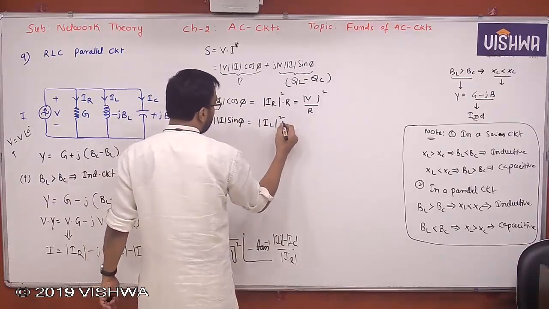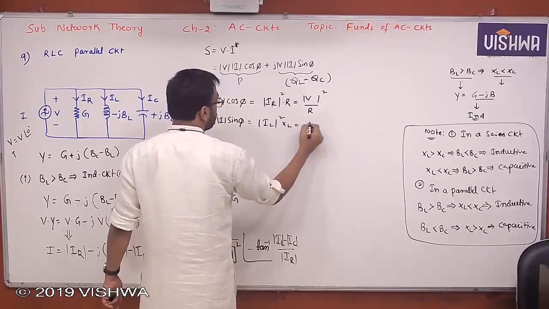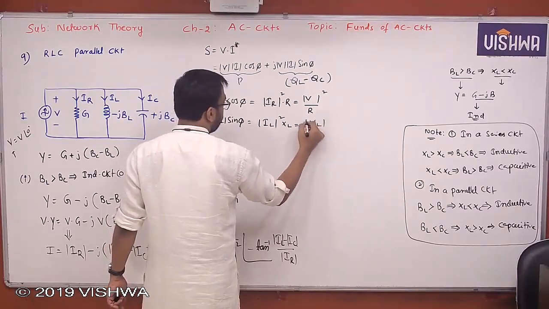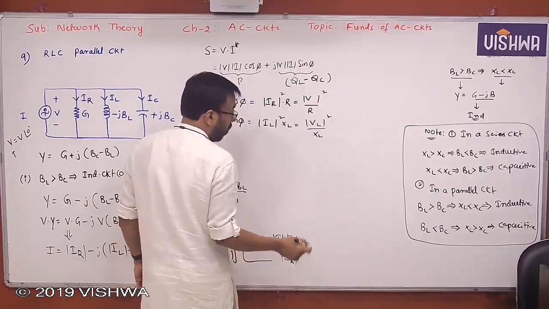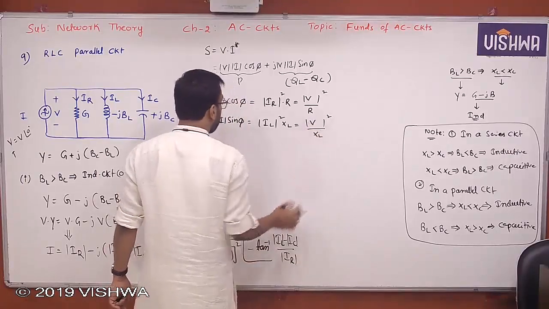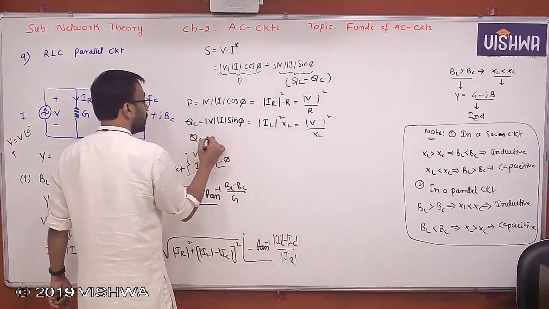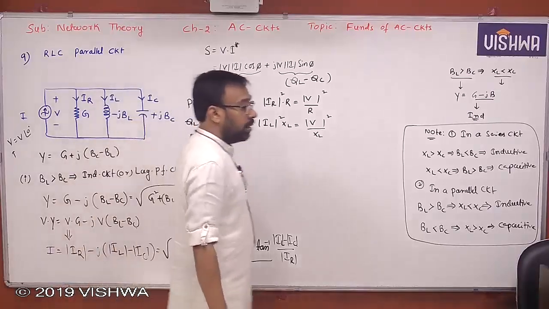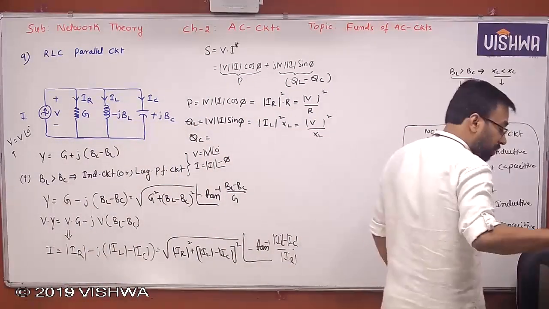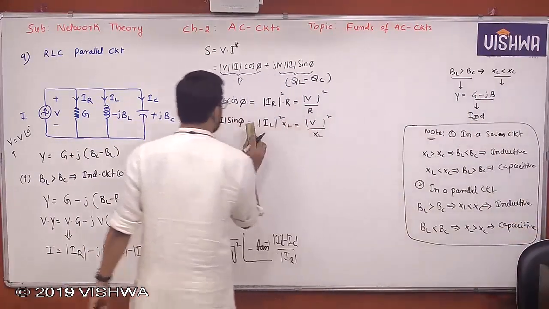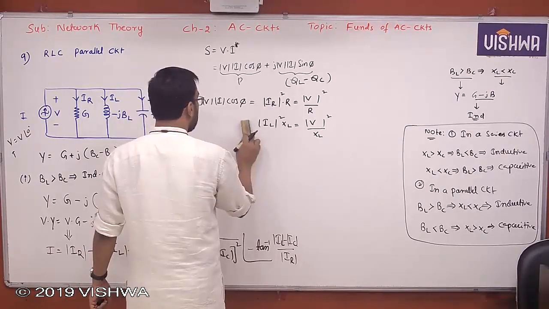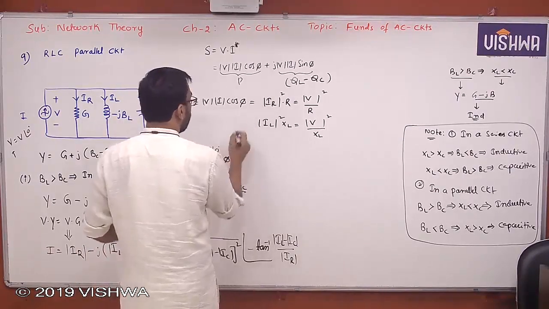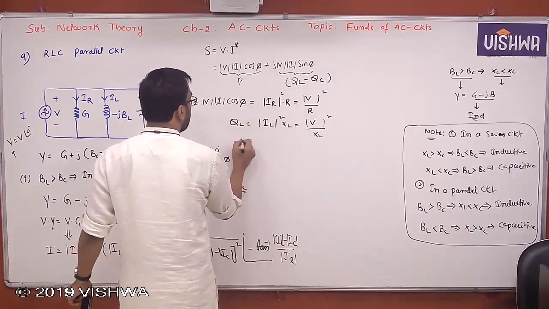So IL square into XL or VL square by XL, or into BL you can write if you want. So VL square is nothing but V square in this context. So QC is not actually VI sin phi. It is QL minus QC that is VI sin phi. So let me write clearly here. This is QL and QC.